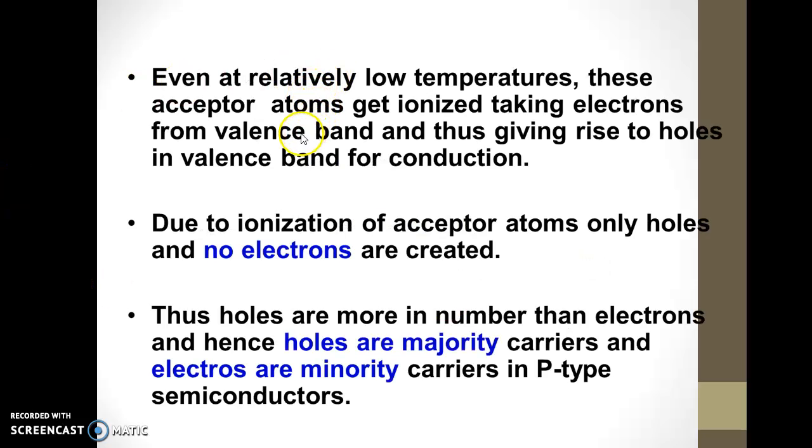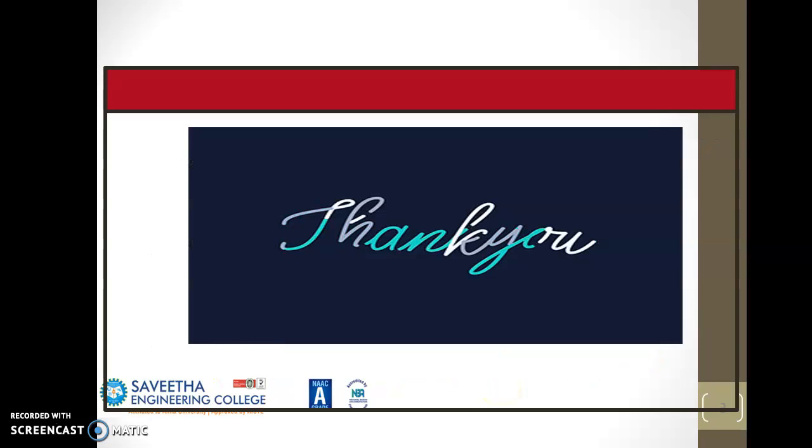Even at relatively low temperature, these acceptor atoms get ionized, taking electrons from the valence band and thus giving rise to holes in the valence band for conduction. And due to the ionization of acceptor atoms, only holes and no electrons are created. Thus, holes are more in number than electrons, and hence holes are majority carriers and electrons are minority carriers in P-type semiconductors.